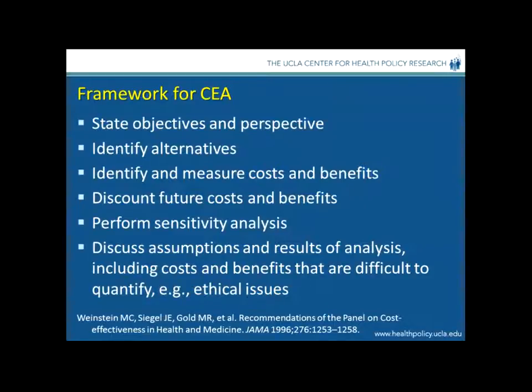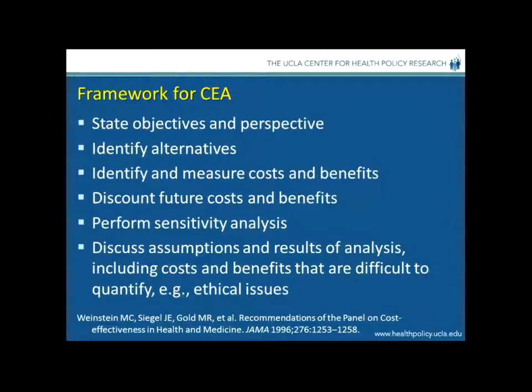And the panel was the panel on cost effectiveness in health and medicine. Their charge was to try and standardize the field of cost effectiveness analysis. By the mid-90s, there were lots of groups in the U.S. as well as worldwide interested in doing cost effectiveness studies. They saw the value of the tool, but the technique was being applied in a variety of different ways.